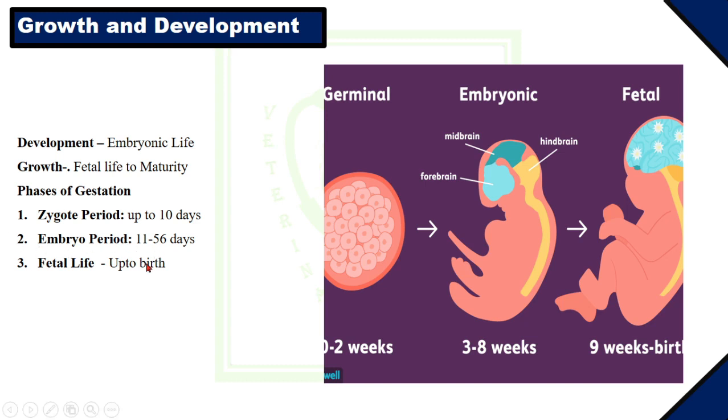Embryo phase. It starts from the 11th day to the 56th day of gestation. At this stage, organogenesis takes place, which means there is the development of different organs of the animal body. Similarly, osteogenesis is a part of organogenesis. The third one is fetal life. It starts after the embryonic phase up to the birth of an animal. In this stage, growth and development of the embryo takes place.